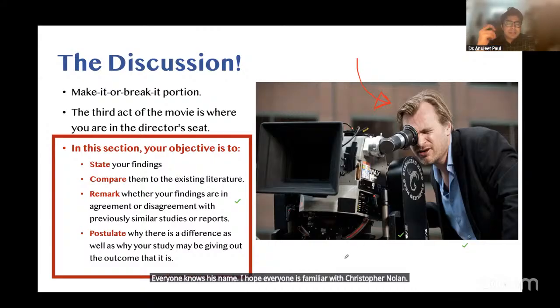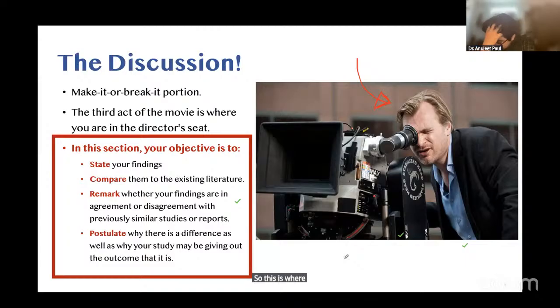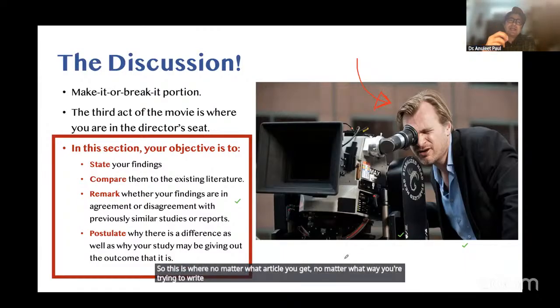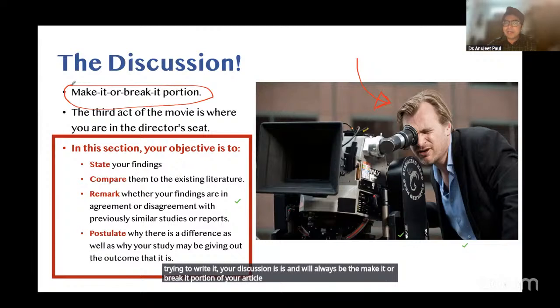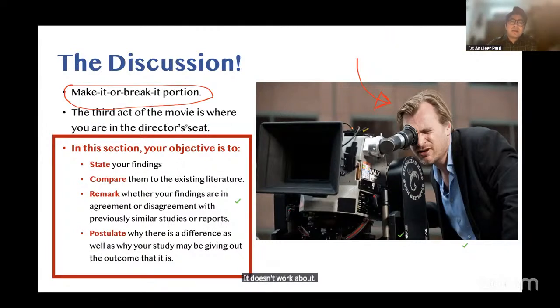So this is where no matter what article you get, no matter what way you're trying to write it, your discussion is and will always be the make-or-break portion of your article. If you cannot describe what you have, it doesn't work. So like I said, it is the third act of your movie, where you are in the director's seat.